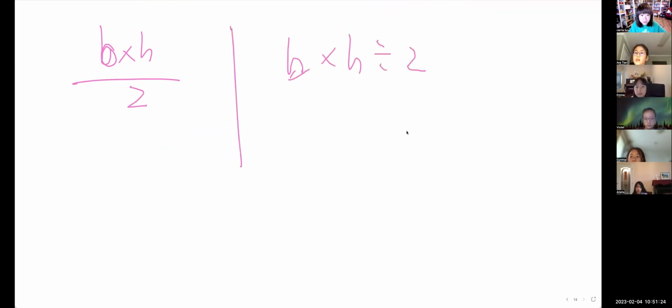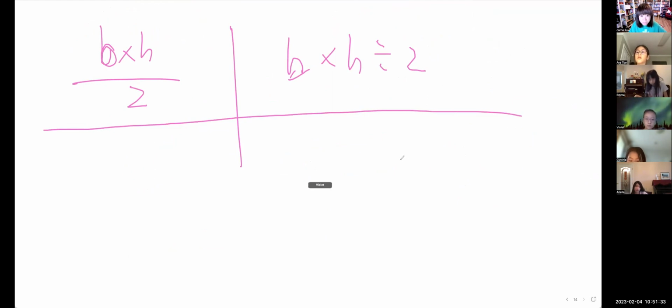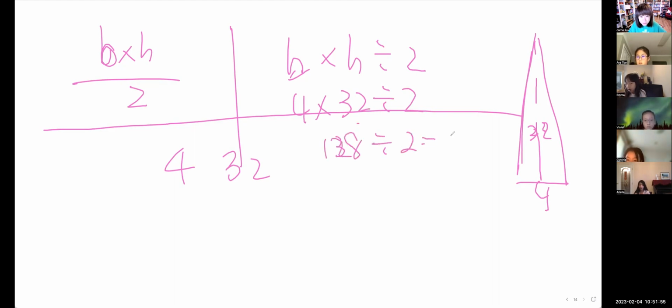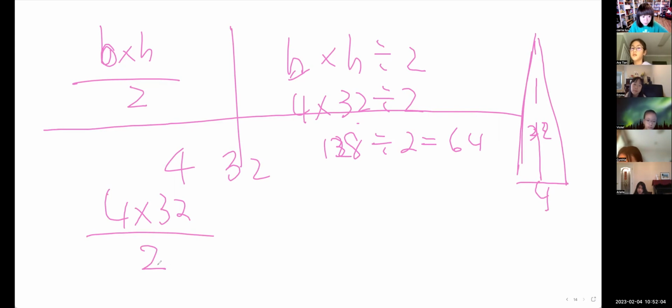Okay, so I'm going to explain why I'm doing this. Why I like the fraction better than the division. I'm going to explain it to you, and it's going to save you a lot of time. For instance, I have a base of 4 and a height of 32. So obviously, it's a very tall triangle. I want to calculate the area of this guy. If you do 4 times 32 divided by 2, you need to do 4 times 32 equals 128 and divided by 2 equals 64. It's going to be a lot of calculations. But instead, if you do 4 times 32 over 2, and both the top and bottom are divided by the same thing, it's not going to change the value of the fraction.